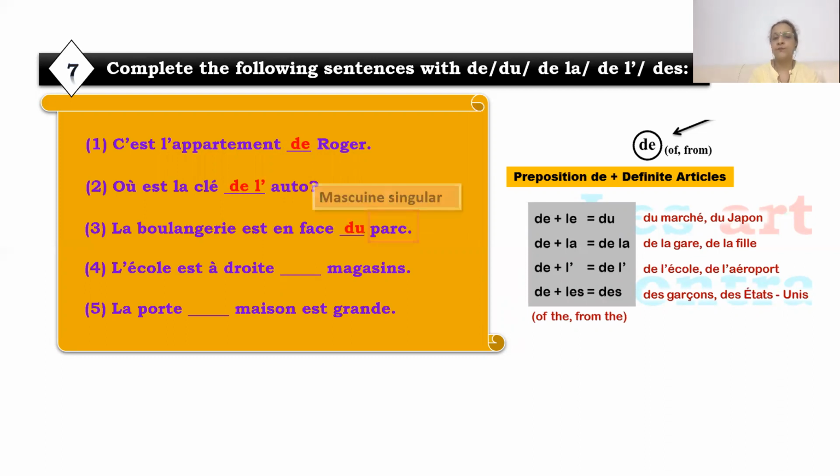Du. Magasins ending with s is a plural noun, so des. L'école est à droite des magasins. The school is to the right of the shops. Maison, being a feminine noun, I shall use de la. La porte de la maison est grande. The door of the house is big.